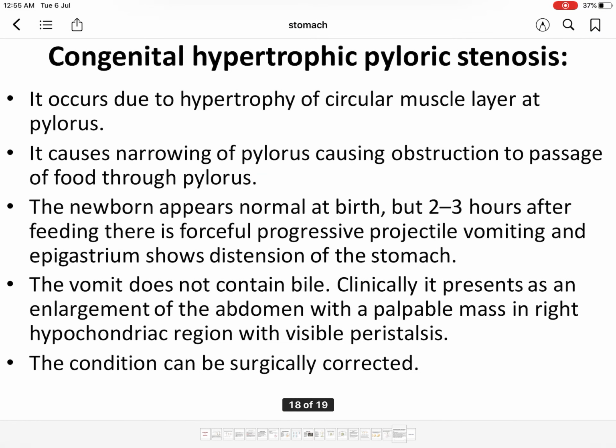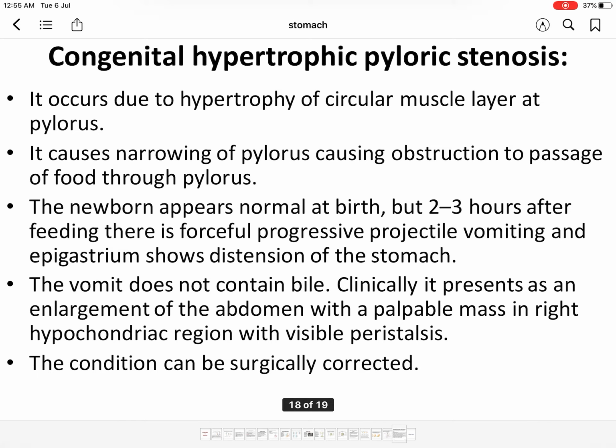Now what is congenital hypertrophic pyloric stenosis? As the name suggests, it is due to hypertrophy of the circular muscles of the pylorus, and because of this hypertrophy, the narrowing of the pylorus leads to obstruction of the food passage. So the newborn, 2 to 3 hours after the first feeding, will have forceful, progressive projectile vomiting, because food will not go beyond the pylorus, and it will lead to distension of the stomach.